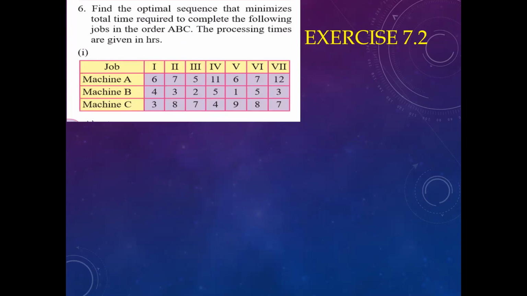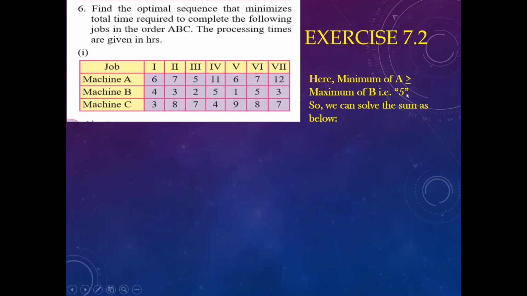Before you start the sum, check the condition. Which is the minimum number in A? The minimum number in A is 5 over here. What is the maximum number of B? It is 5. Alright, so the first condition is satisfied, that is, minimum of A is equal to maximum of B. The condition is: minimum of A should be greater than or equal to maximum of B. Again, in this case, it is 5.